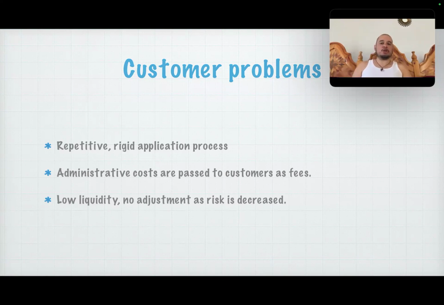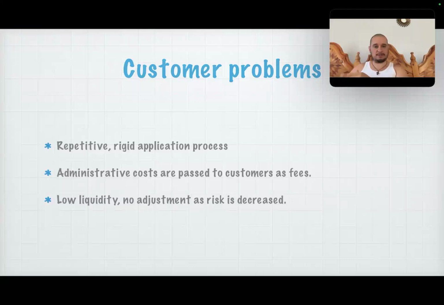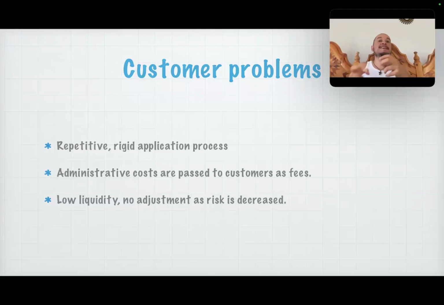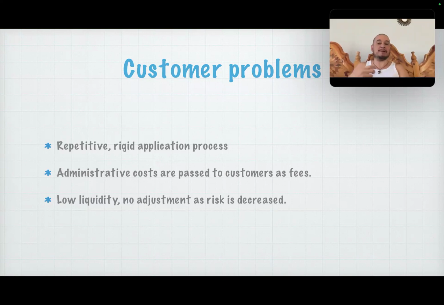And the final one is that there is low liquidity and no adjustment as risk is decreased. So considering that this process is repetitive and slow, usually, for example, when purchasing a home, the interest rate is fixed. However, as the years progress, the default probability decreases. And in that sense, there is no liquidity for easily renegotiating credits and benefiting customers that have been paying up, because we have an illiquid market. So that's the third problem. It's a bit more difficult to see. It's maybe not as important, but it's an area of opportunity.